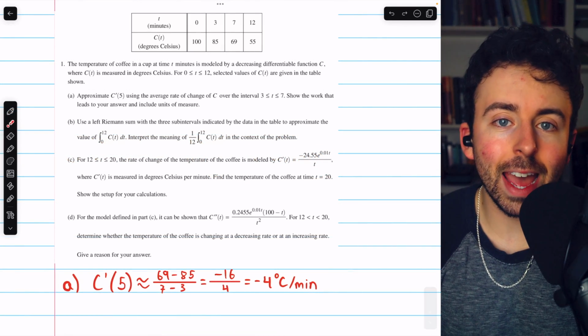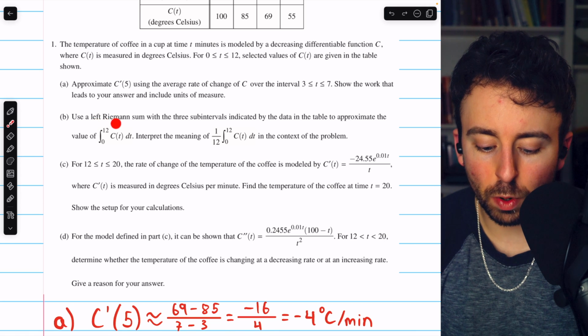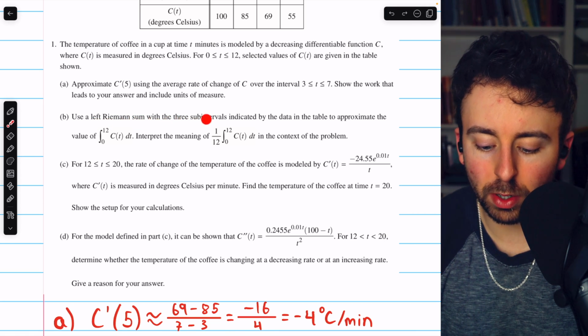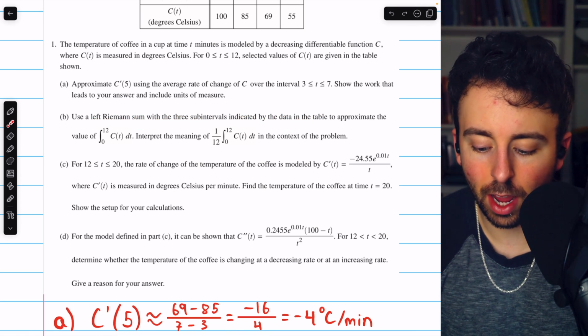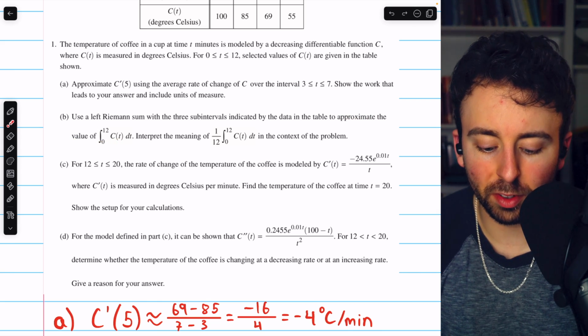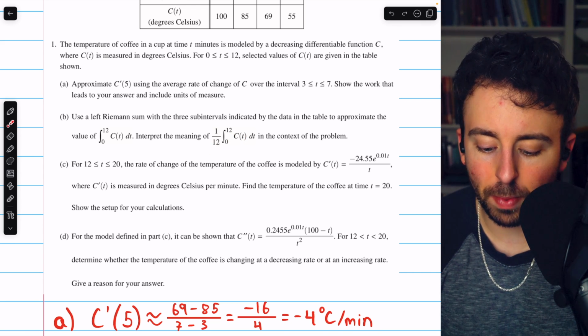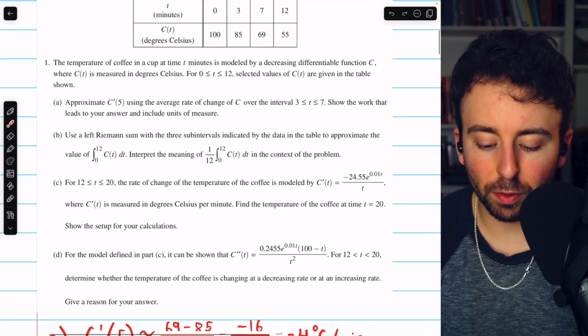So that's part A. Let's move on to part B. Use a left Riemann sum with the 3 subintervals indicated by the data in the table to approximate the value of the integral of c of t from 0 to 12, and then interpret the meaning of that integral divided by 12 in the context of the problem. So let's begin with the left Riemann sum.